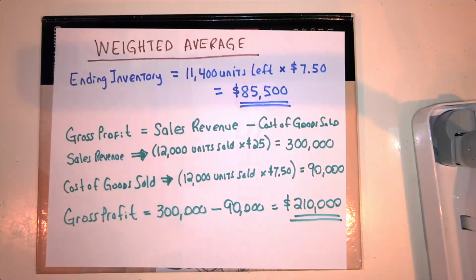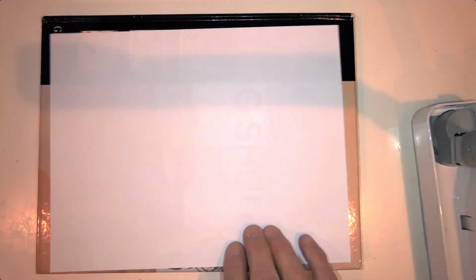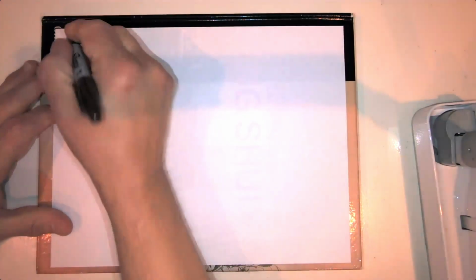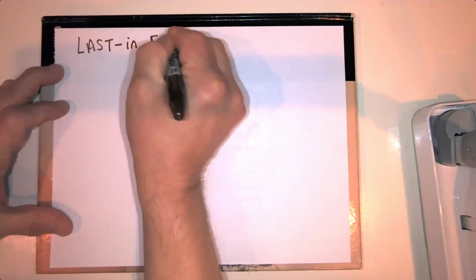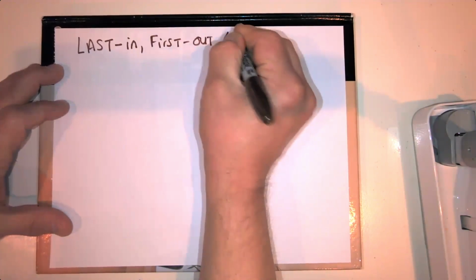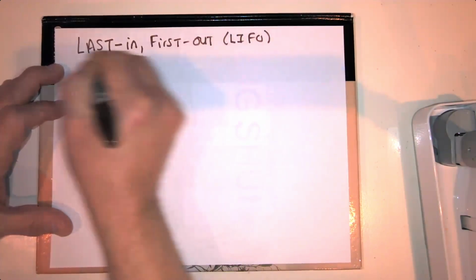So then here's what you guys have seen. We now know how to apply FIFO and do the FIFO calculations. We know how to apply weighted average and do the weighted average calculations. The third technique that we need to talk about is called last in, first out, what you will hear called LIFO. Last in, first out. LIFO.